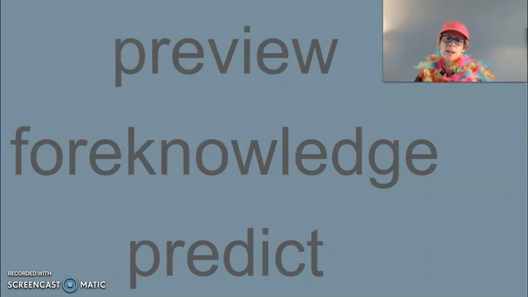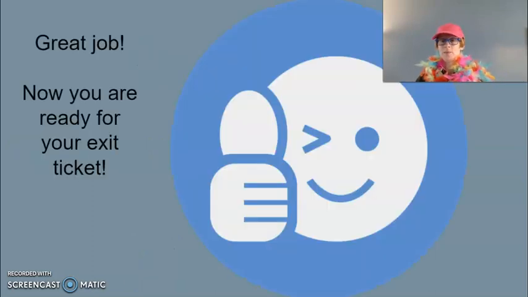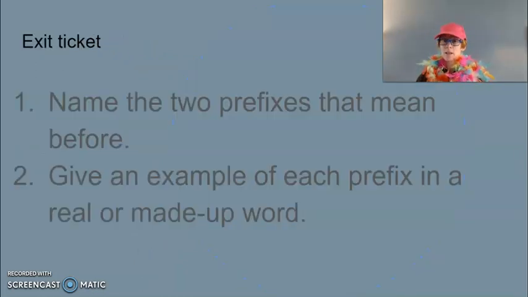I hope the preview of the exit ticket gave you foreknowledge of the question. I can predict your success. Great job! Now you are ready for your exit ticket. Name the two prefixes that mean before. Give an example of each prefix in a real or made-up word.